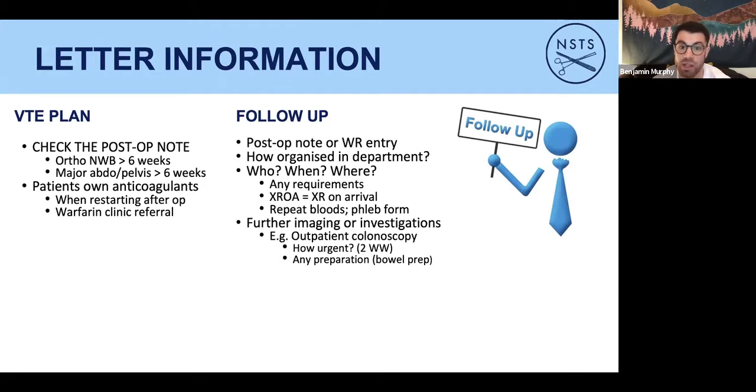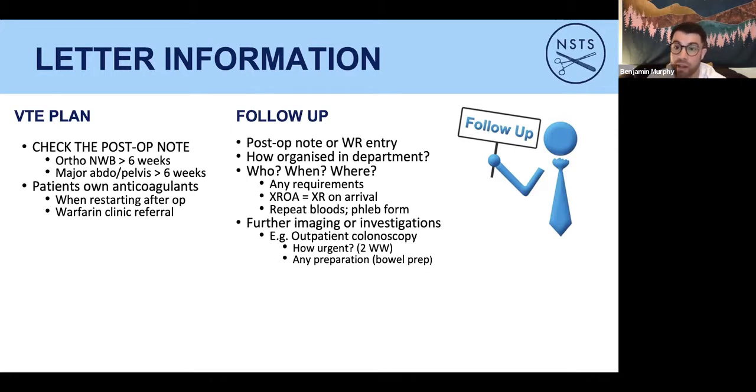within that ward, how is it organized? Is there a clipboard that you need to put a sticker on? Is it an email to a clinic, or does the ward clerk pick it up from the letter and it's all sorted for you? And then just simple questions: who, when, and where is following up this patient, and is there any requirements? For example, a lot of the orthopedic follow-ups will have an x-ray when they arrive for their follow-up to check that the fracture is still stable, and whether the plaster or boot or something can come off.